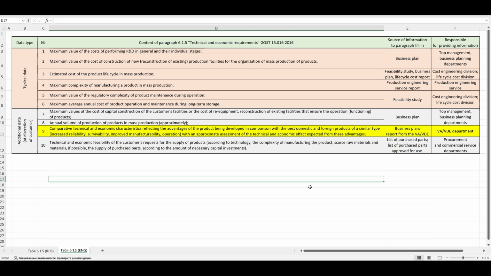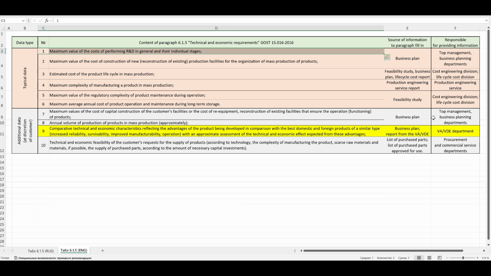So, in the first paragraph of section 6.1.5 of GOST 15016, the following phrase is indicated. In the section Technical and Economic Requirements, the requirements are established, the fulfillment of which will ensure the development of a product that meets the conditions of economic feasibility and its creation according to the efficiency-cost criterion.